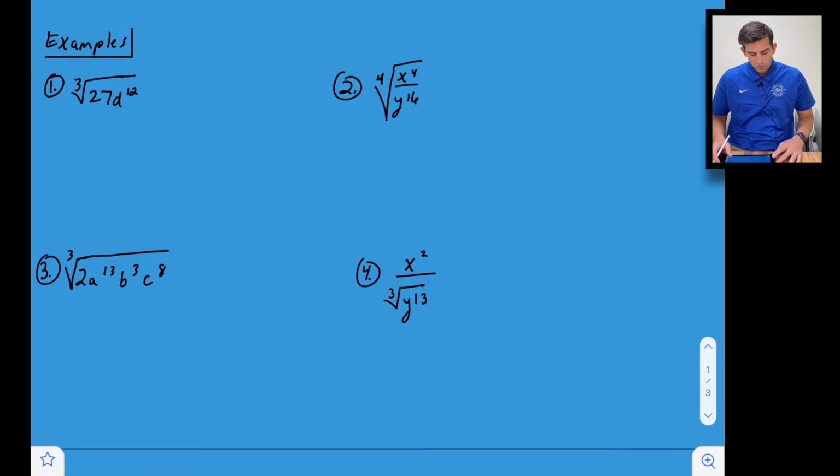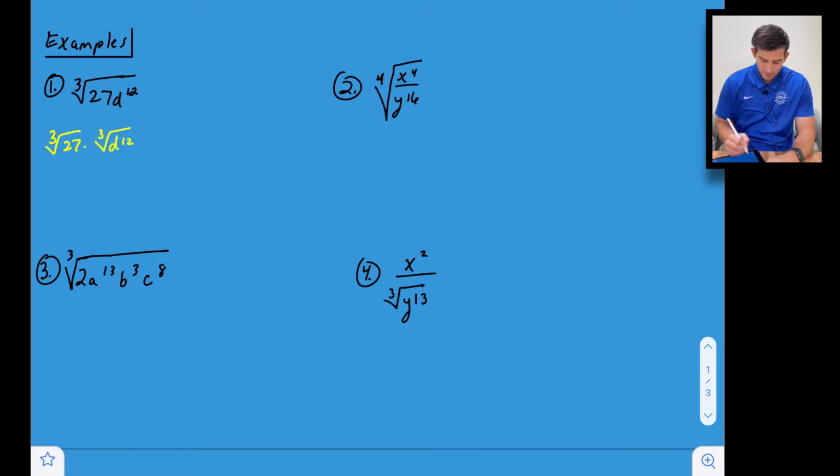So for example number 1, we have the cube root of 27 d to the 12th. I'm going to break this apart and write this as the cube root of 27 times the cube root of d to the 12th. From here, we know the cube root of 27 would be 3. We're taking the cube root, so n is odd, so we don't have to worry about absolute value here. So the cube root of d to the 12th.